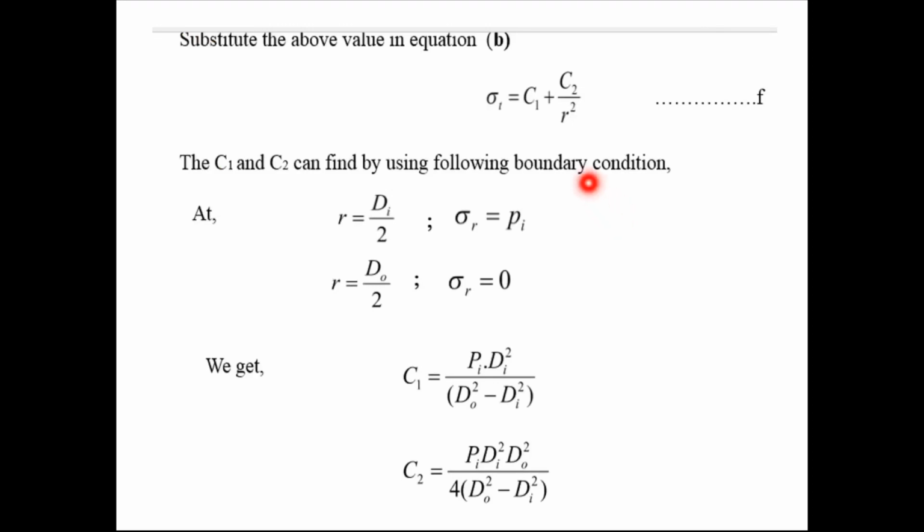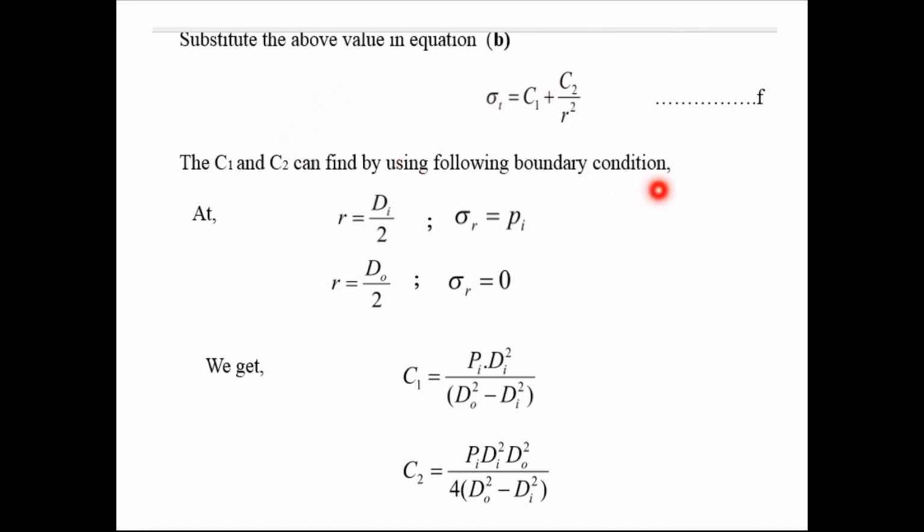Then from equation E, substituting the E in equation B, again you will get sigma T in terms of C1 and C2. This is another expression F. That means from E and F we can find out sigma R and sigma T in terms of C1 and C2. But C1 and C2 are constants that we have to find out. How to find out it?